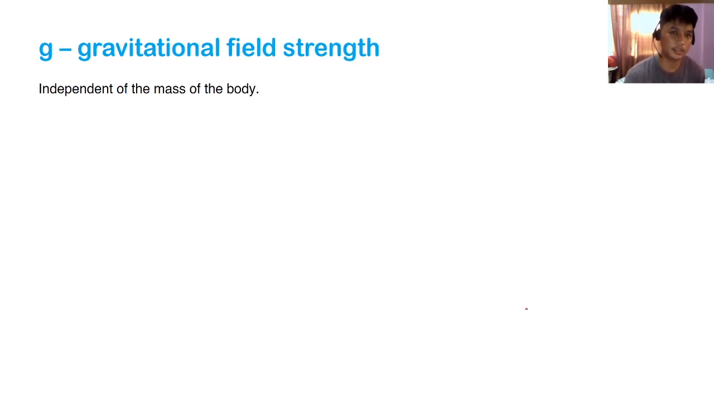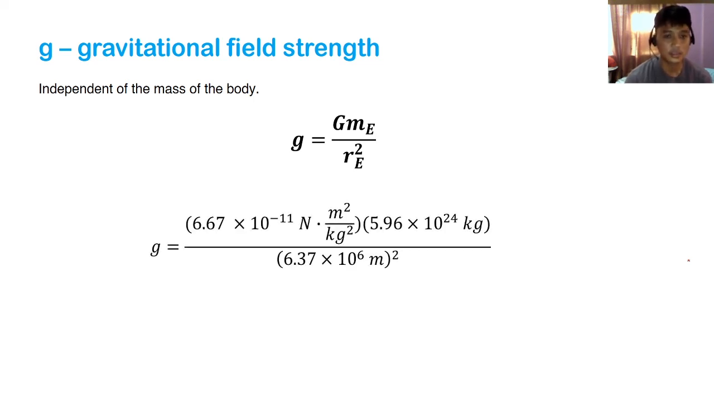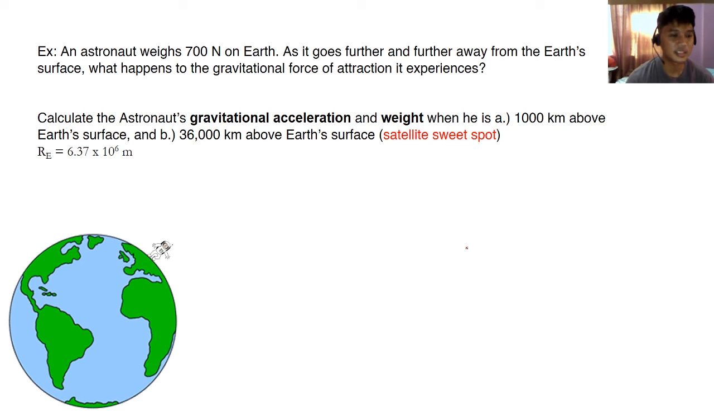g is also known as the gravitational field strength. It is independent of the mass of the body. And in this formula, this is for the gravitational field strength of the Earth. Let's just check if we get 9.8 when we substitute the known values for the mass of the Earth and the radius of the Earth. And if you use your calculator, you can actually get 9.8 meters per second squared.